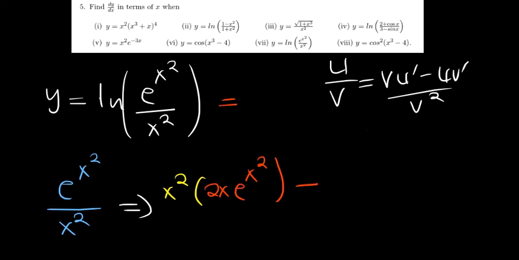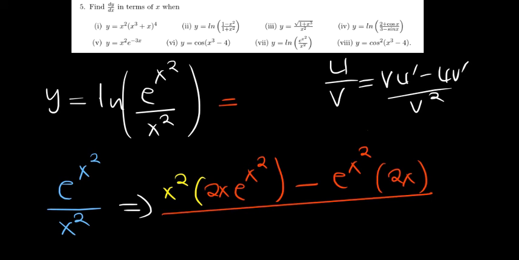And then minus u. u is e to the power x squared. And then v prime. v prime, the derivative of x squared is 2x. Divided by v squared, which is x to the power 4. Right. Okay. So that's where we are at this point. Can we simplify beyond that point?